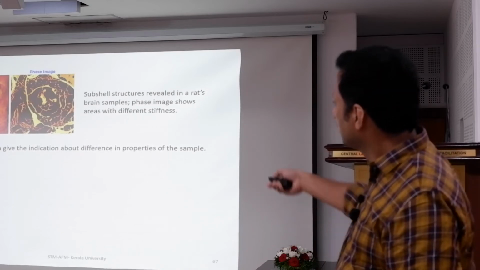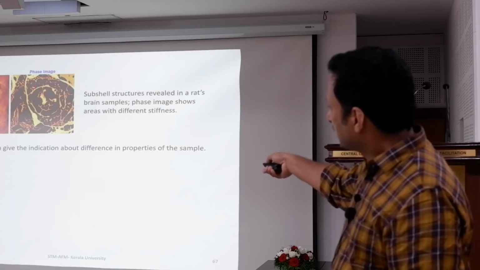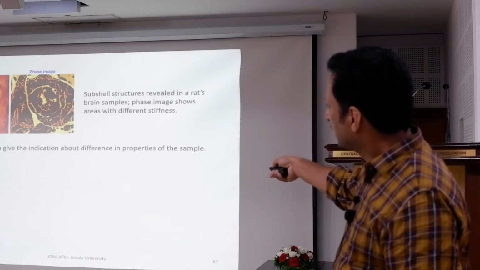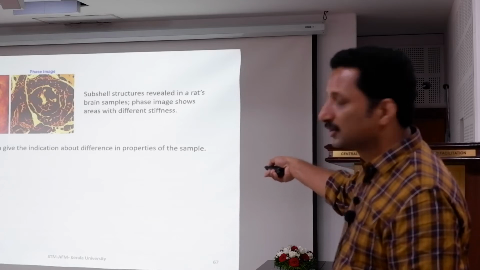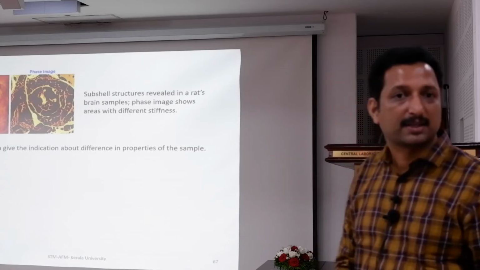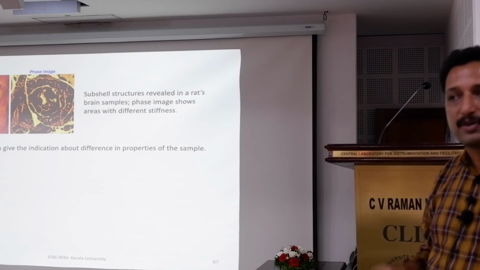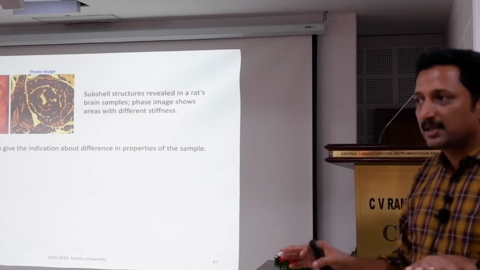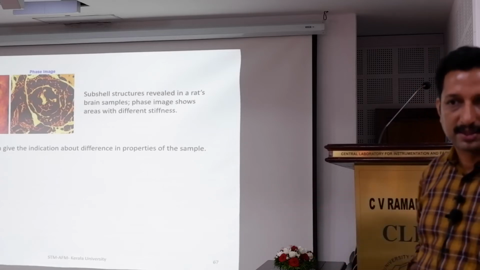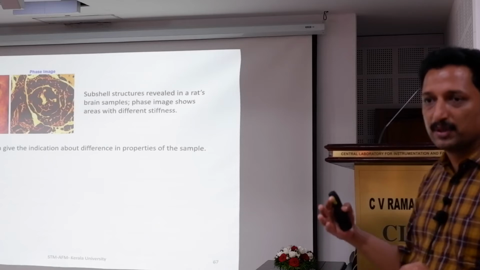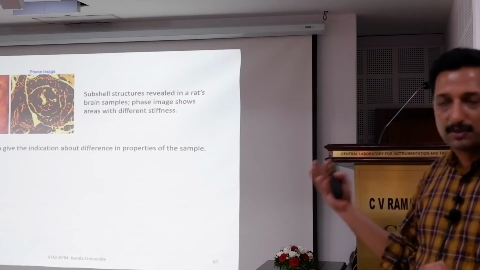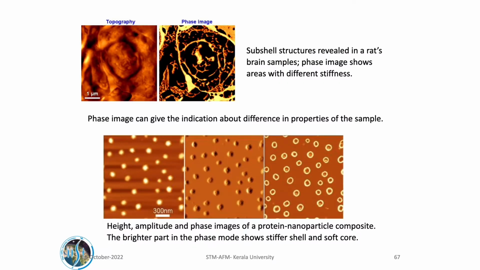This is the phase image. You see same image, but the edges of the cells you can actually see stronger, and inside it is soft material. Okay, so that resolution you can get very easily. Okay, so the phase image can tell you the strength of the material or how soft and strong the material is. Okay, and that's why mostly for other samples it may not be useful, but for biological samples it will be extremely useful.